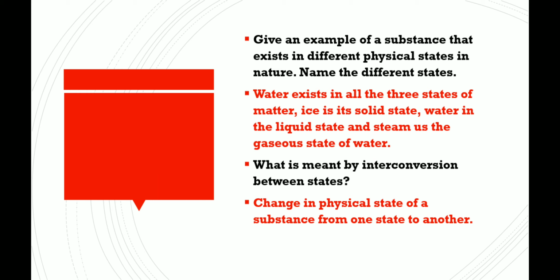Next question. Give an example of a substance that exists in different physical states in nature. Name the different states. Water exists in all the three states of matter. Ice is its solid state. Water in the liquid state, I mean in the common general form of water is in the liquid state. And steam is the gaseous state of water.